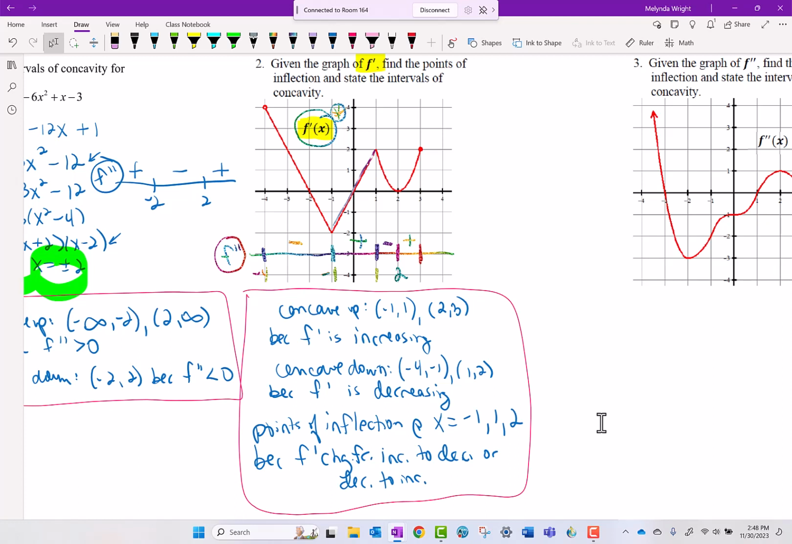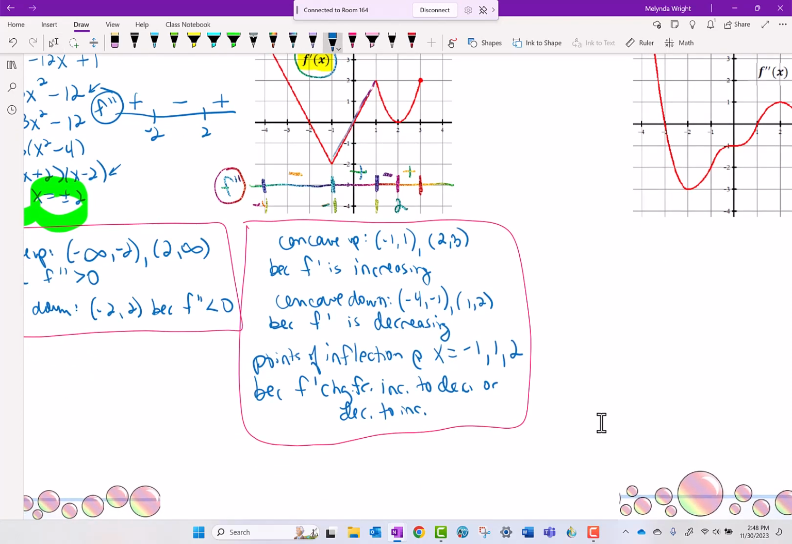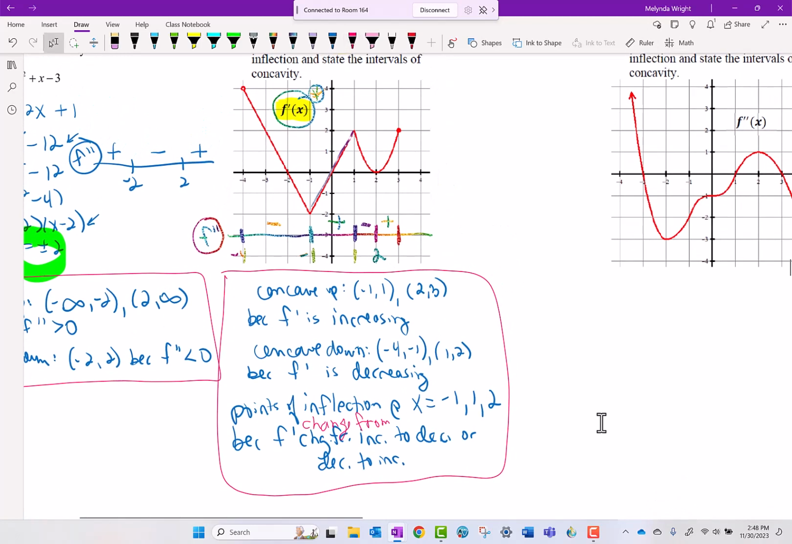I guess I'm being lazy. You can just say change from. I'll just write it up there. So we'll say it changed from. Okay. We good with the first derivative graph?